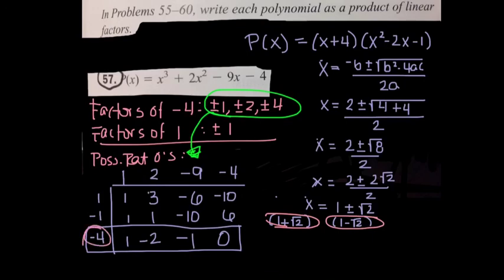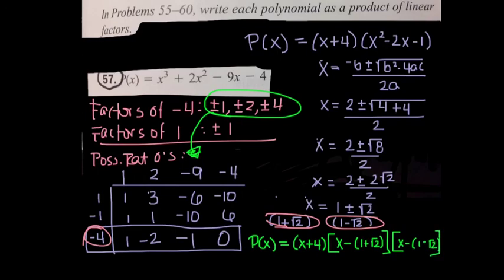To finish this off by writing p of x as a product of linear factors then, remember that to get a factor I just take x minus a 0. Well, like we had talked about, if negative 4 was a 0, then x minus a negative 4, or x plus 4, is a factor. If 1 plus the square root of 2 is a 0, then x minus the quantity 1 plus the square root of 2 is a factor. And finally, if 1 minus the square root of 2 is a 0, then x minus the quantity 1 minus the square root of 2 is a factor.